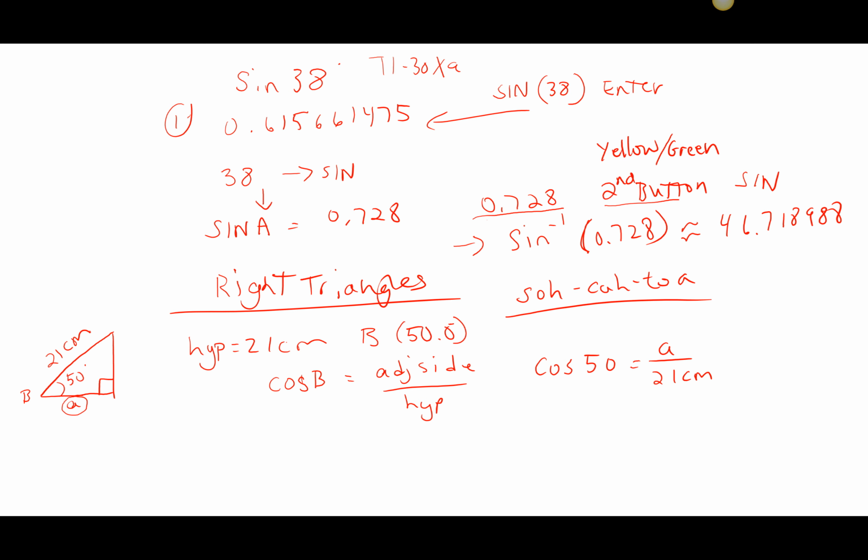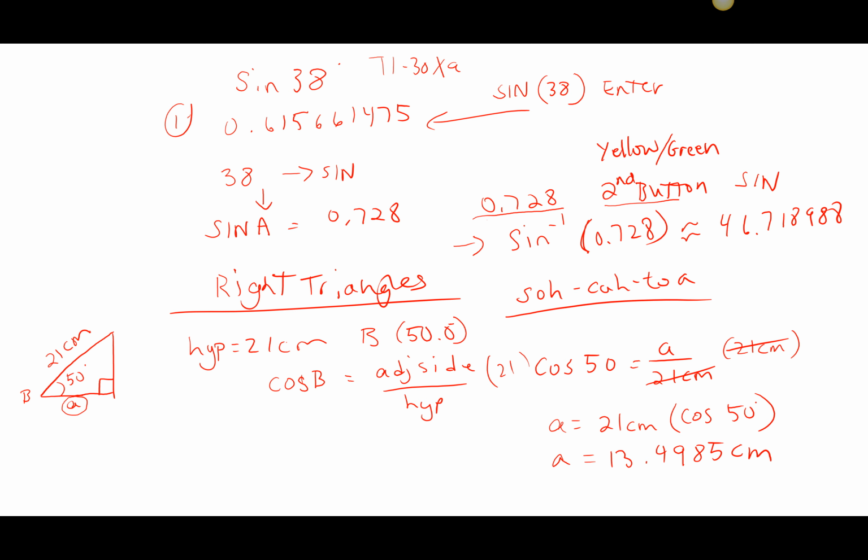We're looking for A. So now, remember, we've got to solve for A. We're going to multiply 21 centimeters by both sides, and whatever you do to one side, you've got to do to the other. That cancels. So A equals 21 centimeters times cosine 50 degrees, and that's going to equal 13.4985 centimeters.